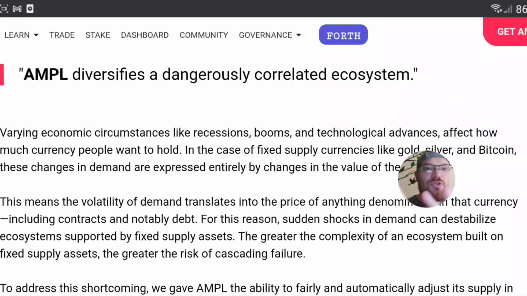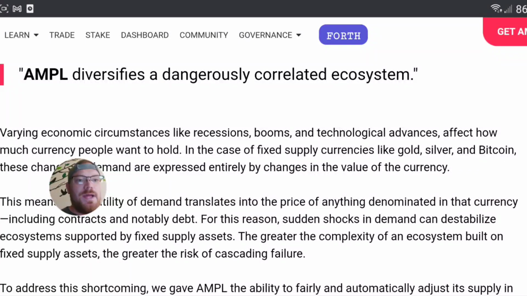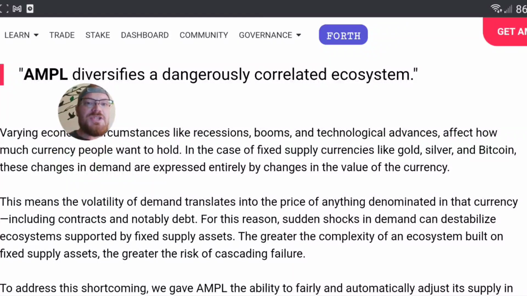AMPL diversifies a dangerously correlated ecosystem. Varying economic circumstances like recessions, booms, and technological advances affect how much currency people want to hold. In the case of fixed supply currencies like gold, silver, and Bitcoin, these changes in demand are expressed entirely by changes in the value of the currency. This means that volatility of demand translates into the price of anything denominated in that currency, including contracts and notably debt. For this reason, sudden shocks in demand can destabilize ecosystems supported by fixed supply assets. The greater the complexity of an ecosystem built on fixed supply assets, the greater the risk of cascading failure.